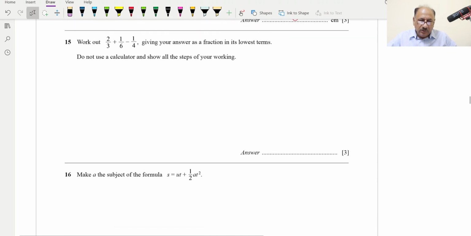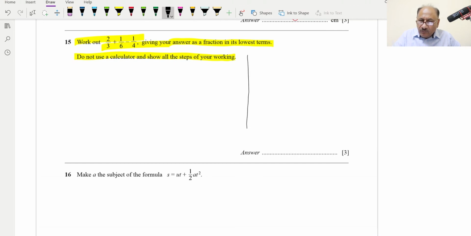You understood this. Question number 15, work out this one, giving your answer as a fraction in its lowest terms. Do not use a calculator and show all your working. Okay, so without a calculator we can solve this one. First of all, we need the LCM.